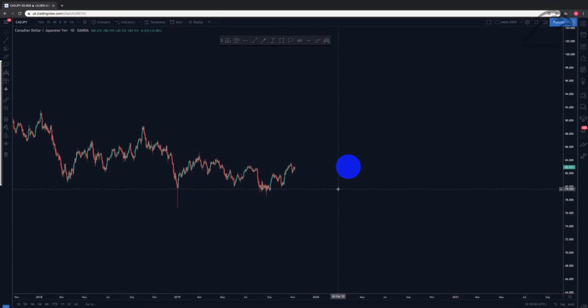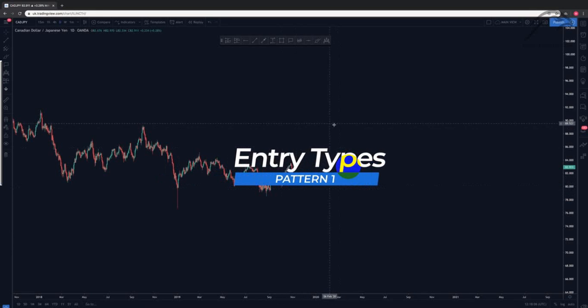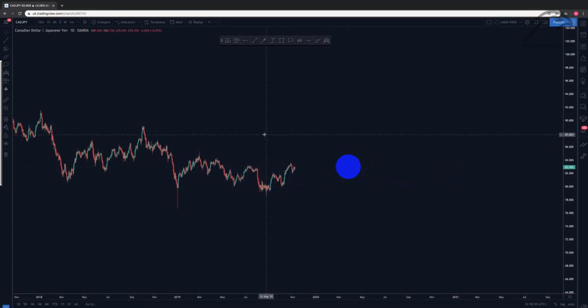Right, guys and girls, so now let's move on to entry types. Now, it's important firstly for you to understand what are the two entry types we focus on. So we're going to go over multiple ones of those. First up, we're on CAD Yen. Let me explain what they are first. So essentially, we have two types. We have risk entry and reduced risk entry.